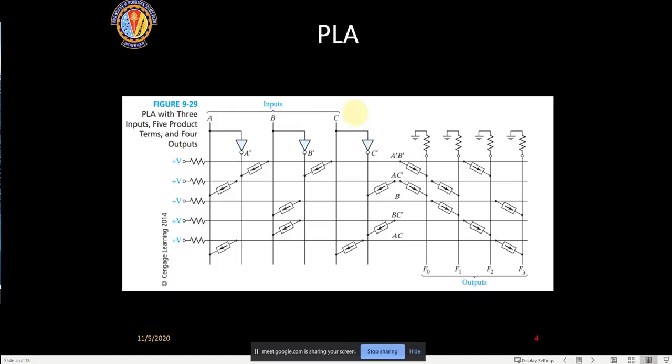So, sir, in that case, if you just consider the first horizontal line, where we are giving V plus, if A goes to 0, then it will just short there itself, right? On the first intersection, if A, here it is not connected, right?